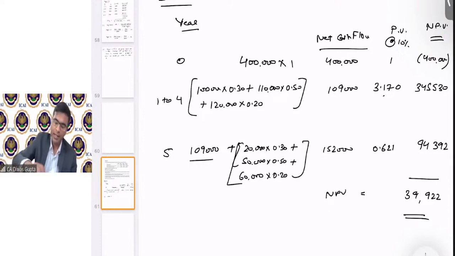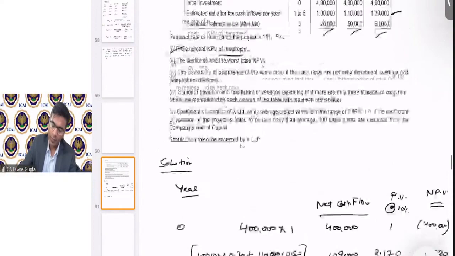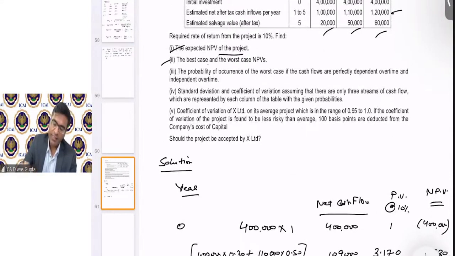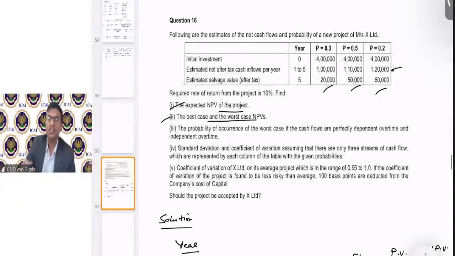Now students, the next part. The best case and the worst case NPVs. Students, what is the worst case here and what is the best case here? Can anyone attempt? What do you mean by the worst case and the best case? This is something to do with the scenario. So in a way, you have been given three different scenarios with the three different probabilities. So can anyone of you tell me what will be the worst case and what will be the best case? So there are three cases, right? So this is case one, case two, and case three.